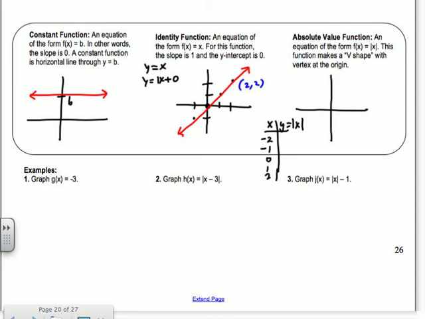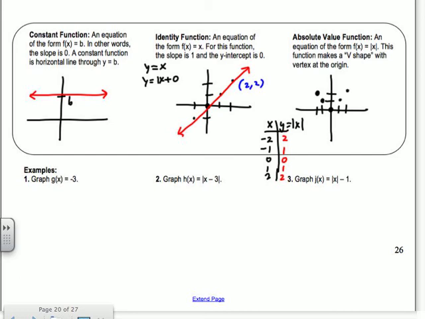If I take the absolute value of negative 2, what do you get? 2. Absolute value of negative 1 is 1. Absolute value of 0 is 0. Absolute value of 1 is 1. Absolute value of 2 is 2. So I'm going to have the point negative 2, positive 2. The point negative 1, positive 1, 0, 0. Then I'm going to have 1, 1, 2, 2.